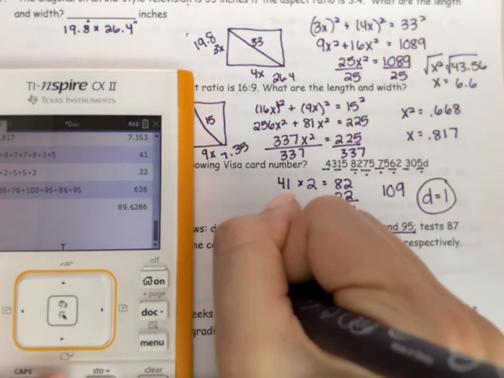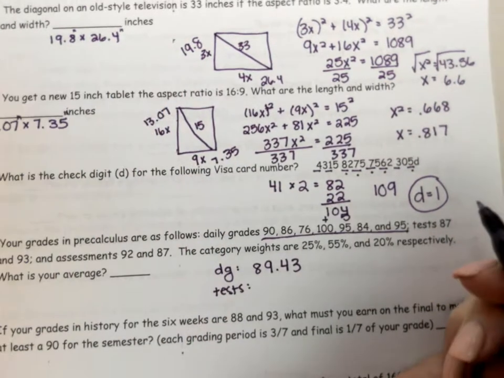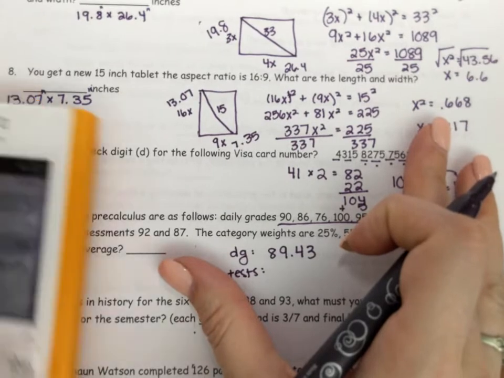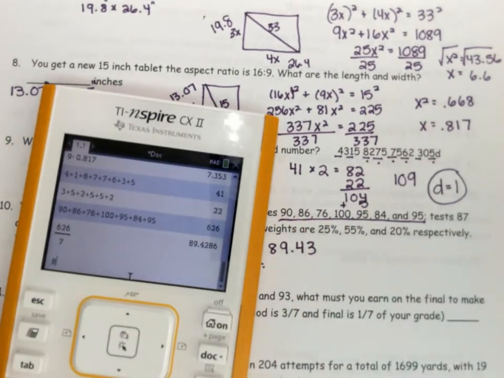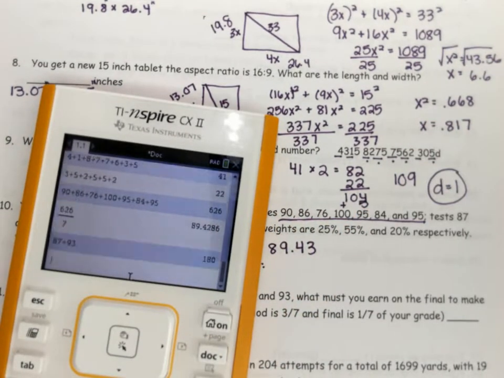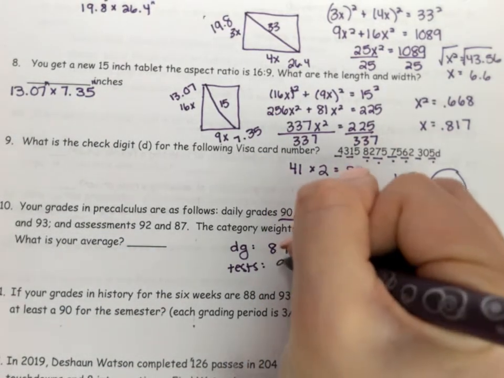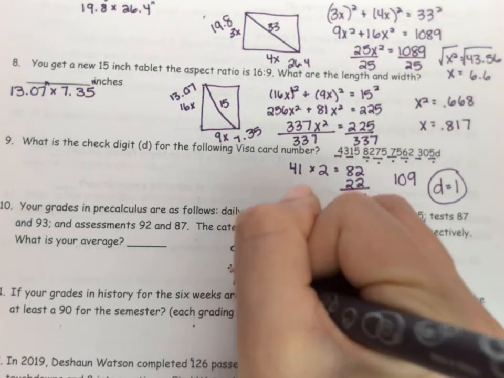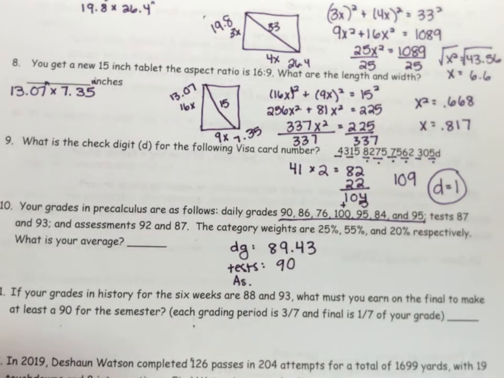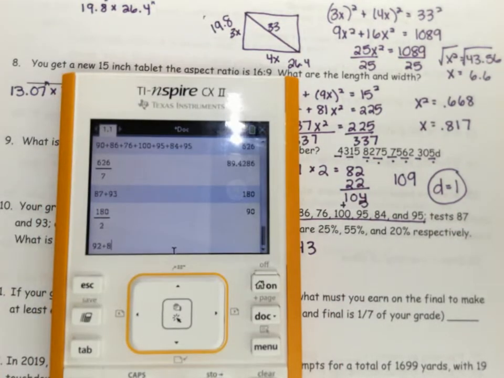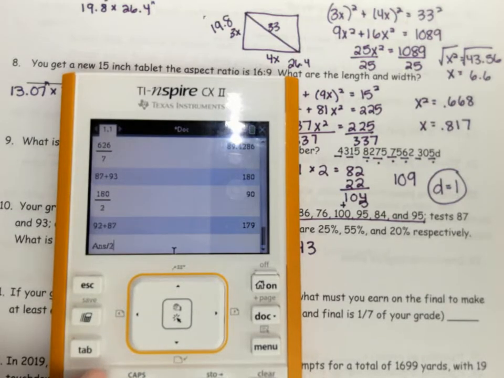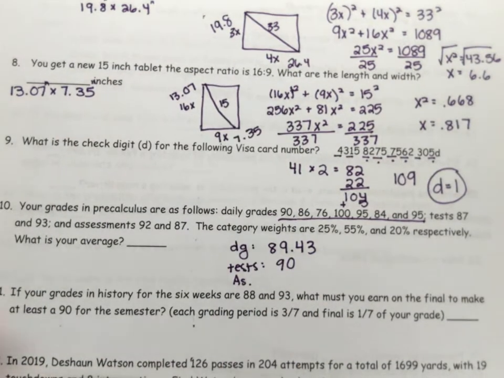For your tests, we have an 87 and a 93. So I'm going to take 87 plus 93 divided by 2. So my test average is a 90. For my assessments, you have a 92 and an 87 divided by 2, 89.5.